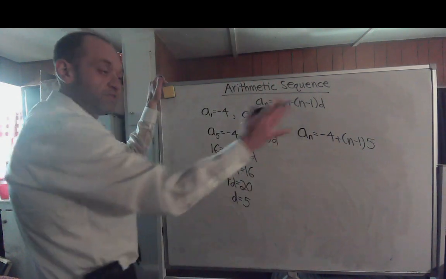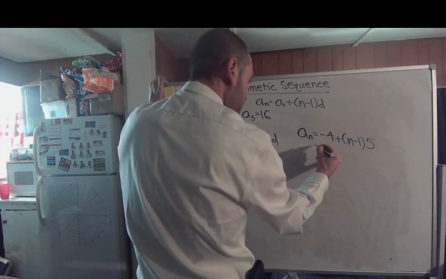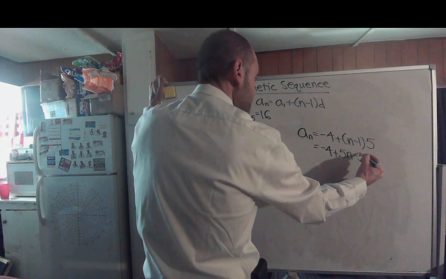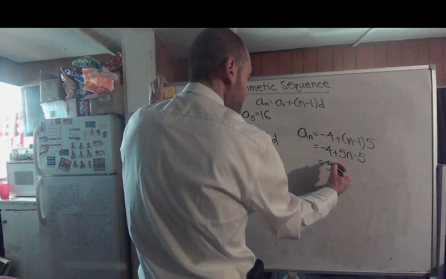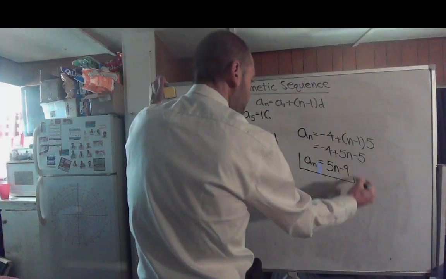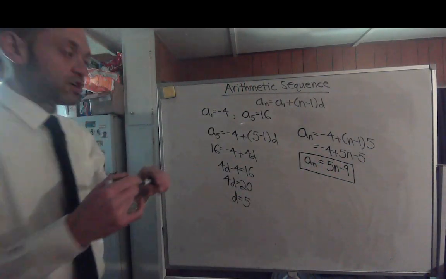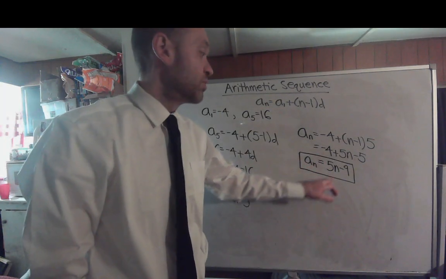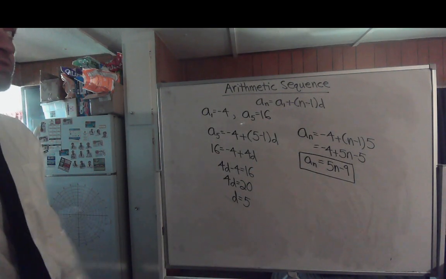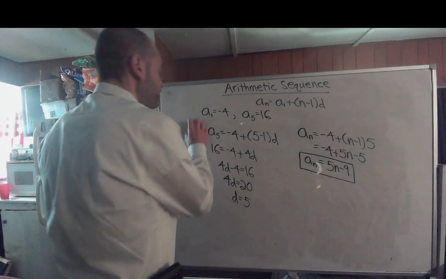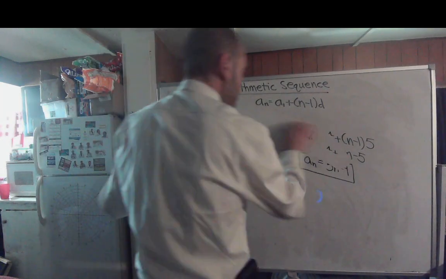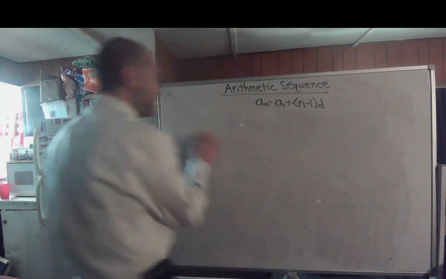Then I can just simplify this by distributing that 5 through the quantity. So this would be negative 4 plus 5n minus 5, which should simplify into 5n minus 9. So the explicit formula for the nth term of this sequence is going to be a sub n equals 5n minus 9. And then from there you could find any term of the sequence you wish. Alright, we're going to make it even harder, because you're not even going to be given the first term or the common difference this time.